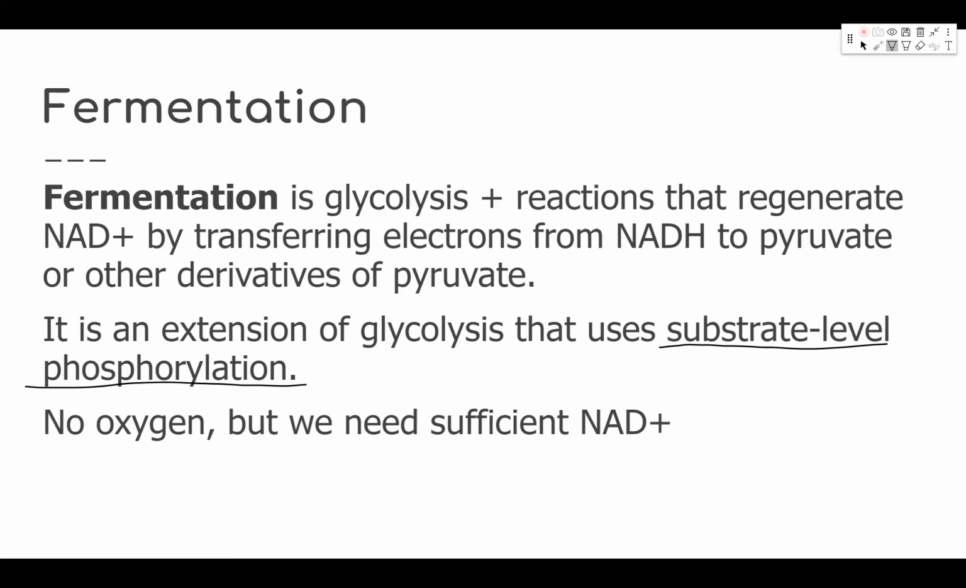So this is the process of fermentation. It can be broken down into two subtypes, depending on whether or not they are transferring electrons to pyruvate or a derivative of pyruvate. Doing okay so far? All right.